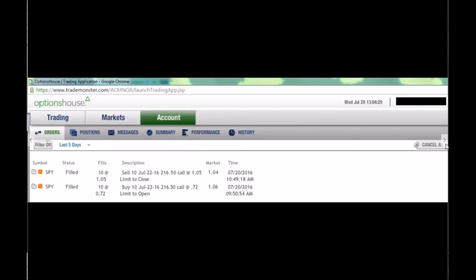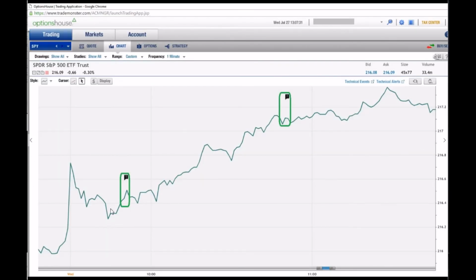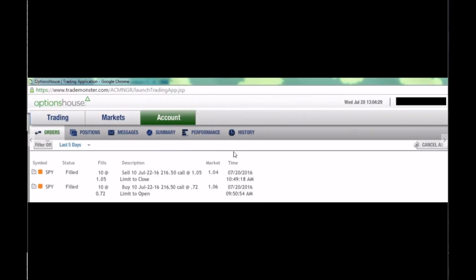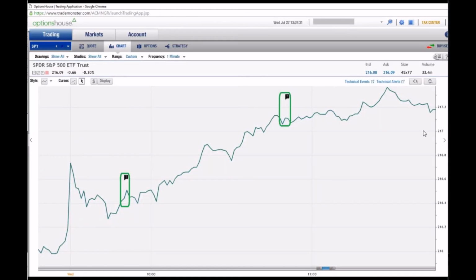Moving on to the next slide. Here's some more purchases. We actually purchased on the SPY on the 20th of July, as you can see, at 72. We bought 10 contracts at 72 a piece, and we sold them at 105 a piece about an hour later. And the graph of that is here. This is where it was purchased on the 20th, and sold here on the same day.